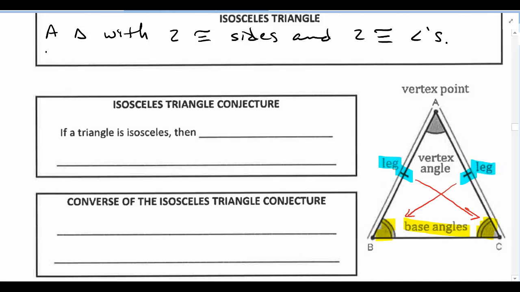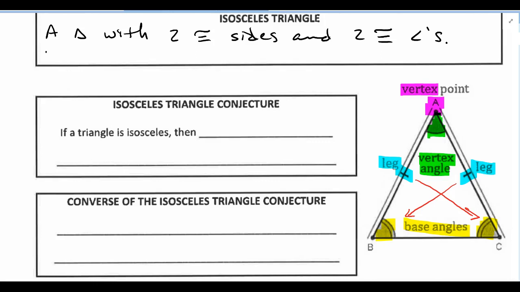and up here at the top we've got our vertex angle, and we call this up here the vertex. So when we talk about the vertex of the triangle, that's this point that has an angle that's not congruent to the other two. All right, so lots of vocabulary. Again, if you need to make yourself some cards to remember these, or find a Quizlet online, that would be a great idea.